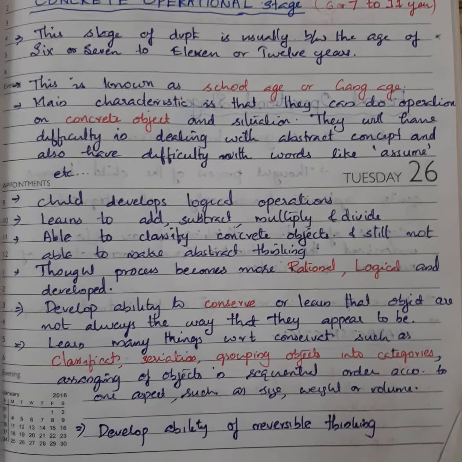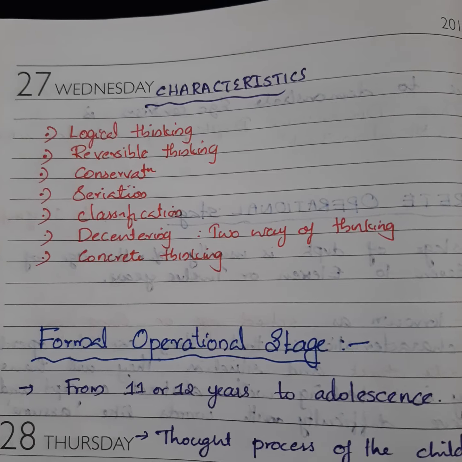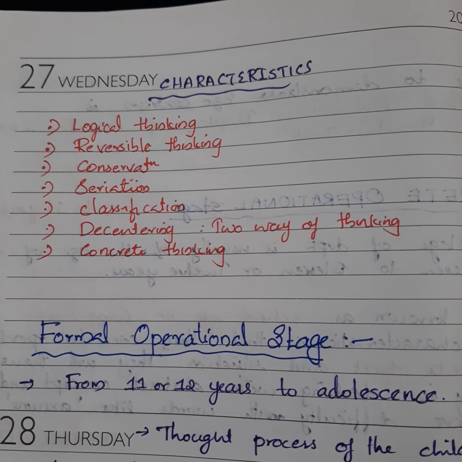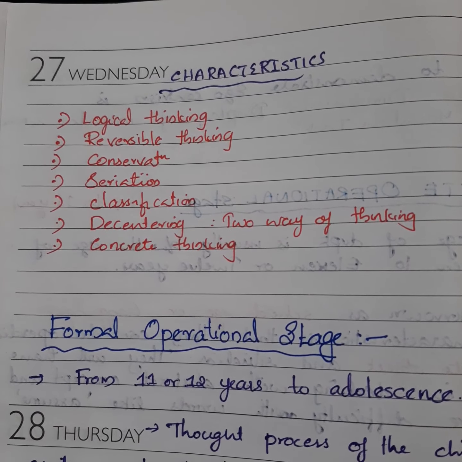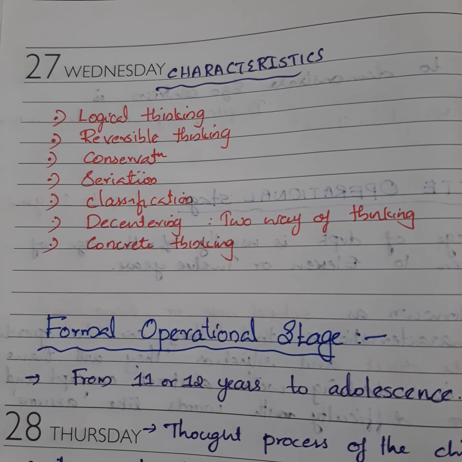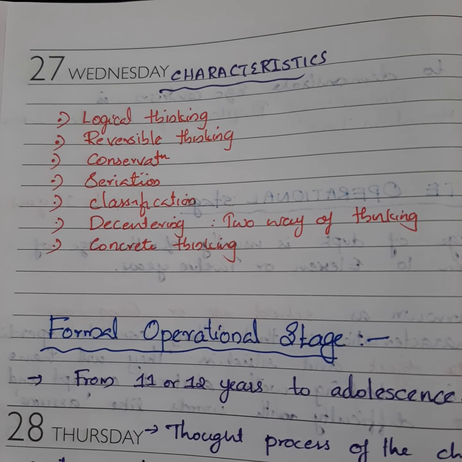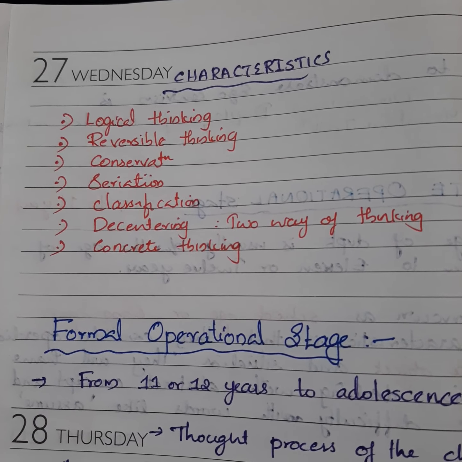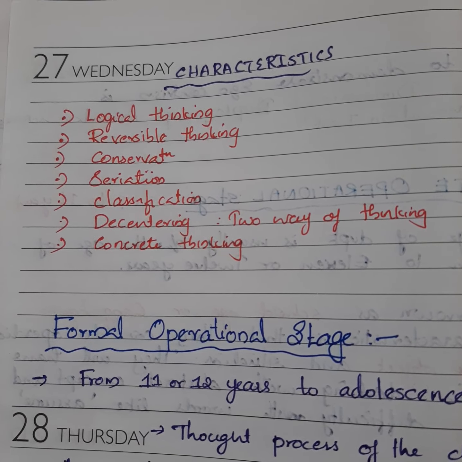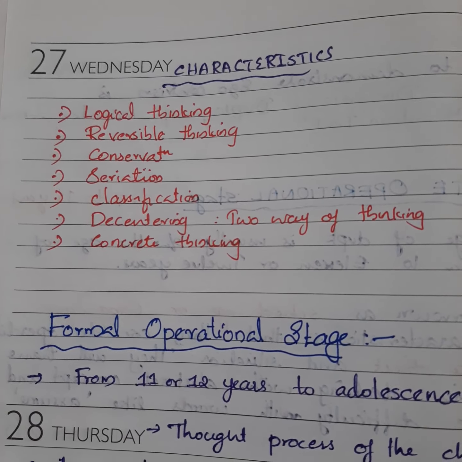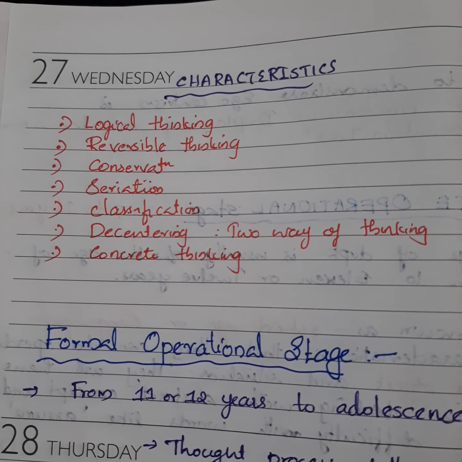At this stage, children develop the ability of reversible thinking. The main characteristics of the concrete operational stage are logical thinking, reversible thinking, conservation, seriation, classification, decentering, that is two way of thinking, and another one is concrete thinking. These are the main characteristics of the concrete operational stage.